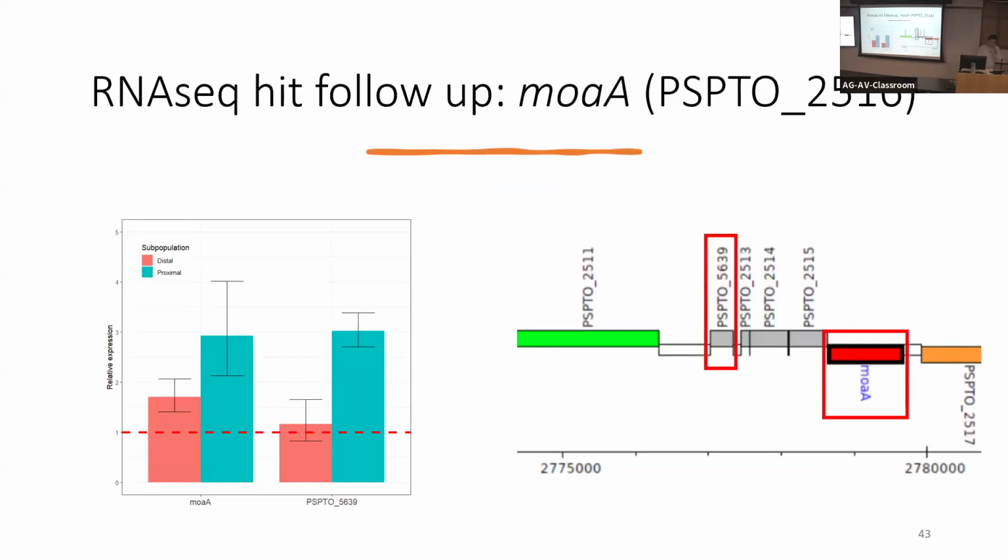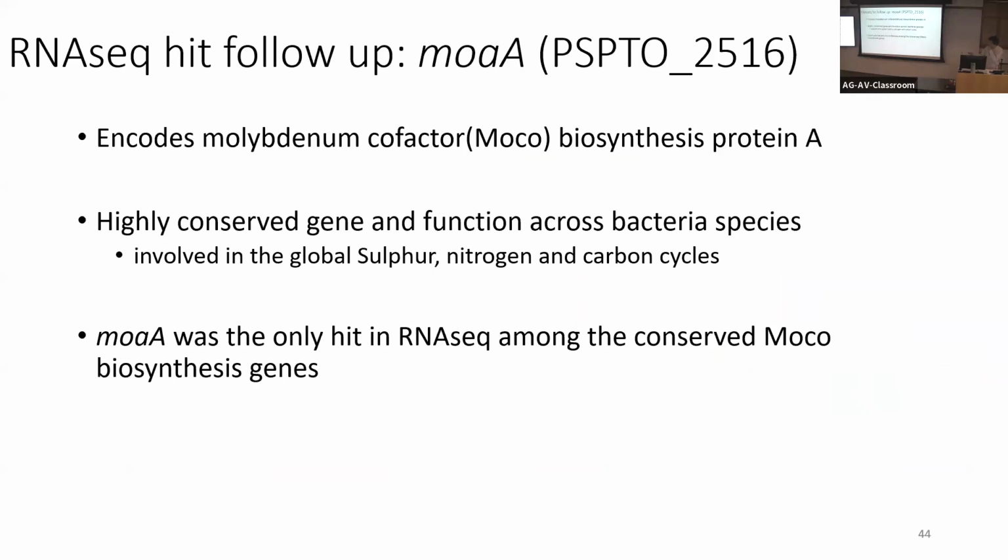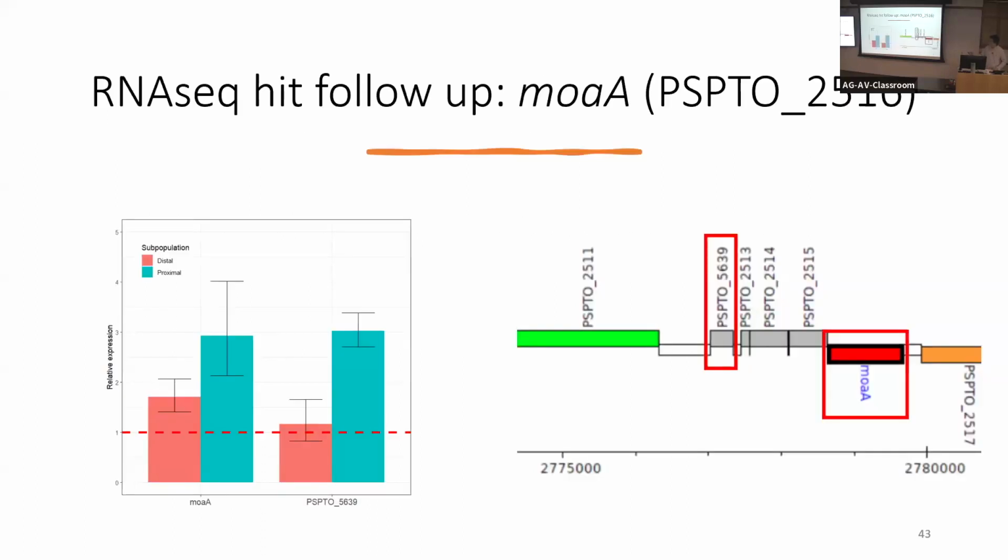So we went into the list. We think we found something, and this is a list of differentially regulated genes. The biggest fold change we found was with this hypothetical gene, PSPTO 5639, which does not have any information, but in the very close neighborhood, we also find this MOA gene. And we were able to confirm both of them are indeed induced in the proximal population towards the bait by qRT-PCR.